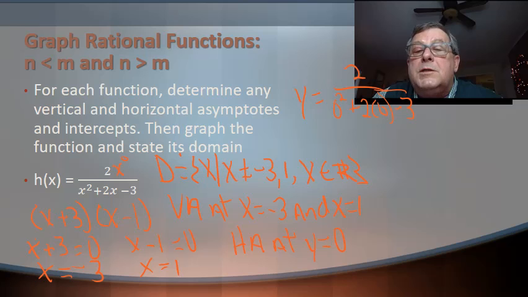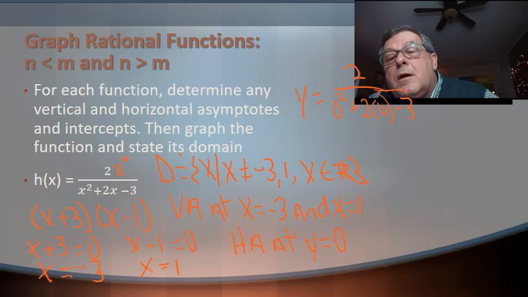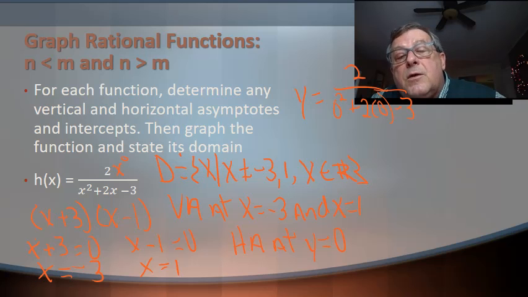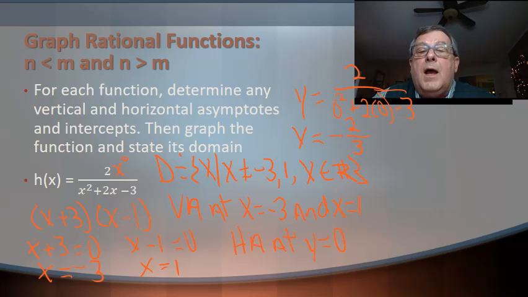Well, 0 squared is 0. 2 times 0 is 0. So I got 0 plus 0, minus 3. And so I've got a y-intercept at 2 over -3, or -2/3. Now, what about my x-intercept?